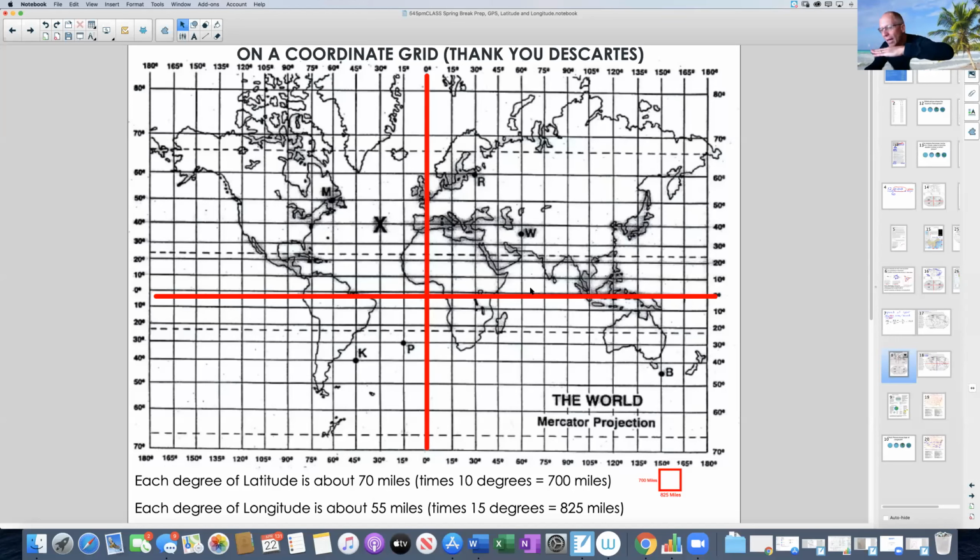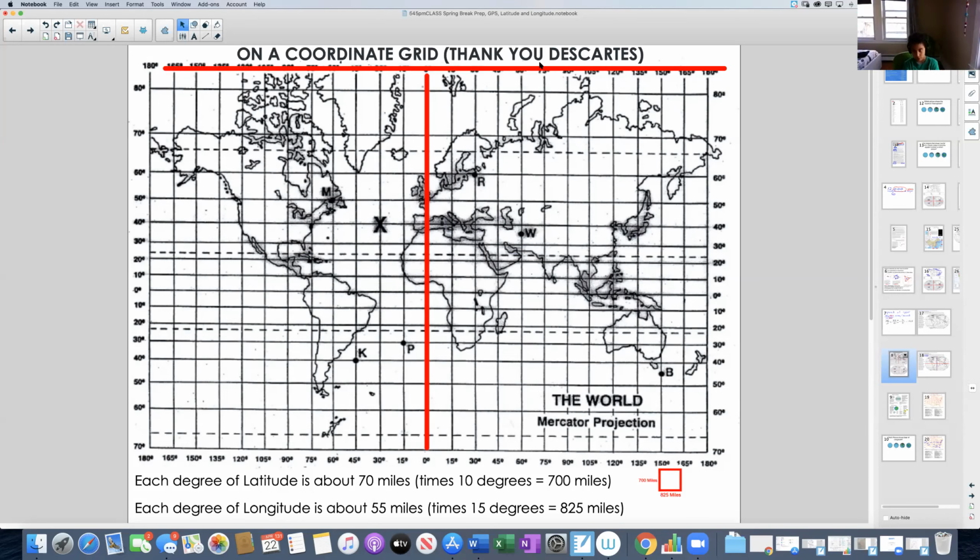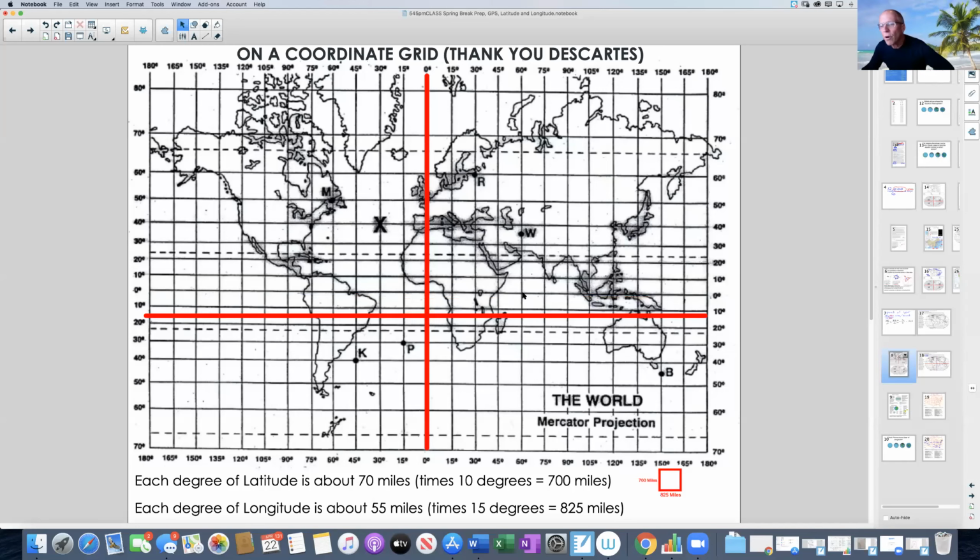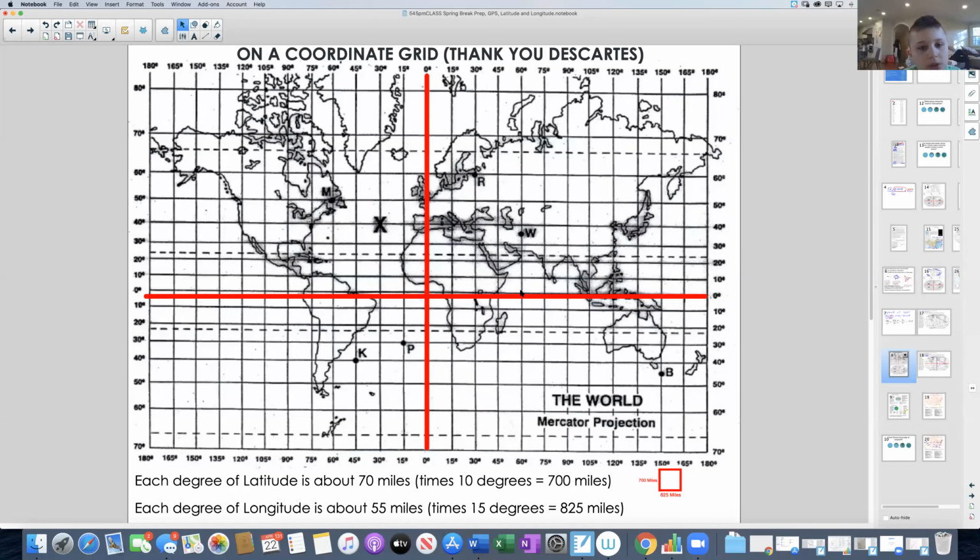And notice that the way the map works, it goes up by 10 degrees north, 10 degrees north, 10 degrees north until it reaches the North Pole. And then the North Pole is at 0 degrees latitude. Not north, no, that's 0 degrees longitude, right? No, this is 0 degrees latitude. Everybody say it. Flat.